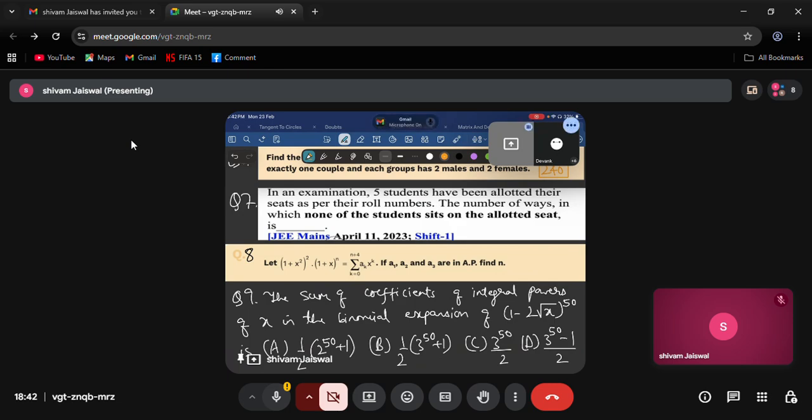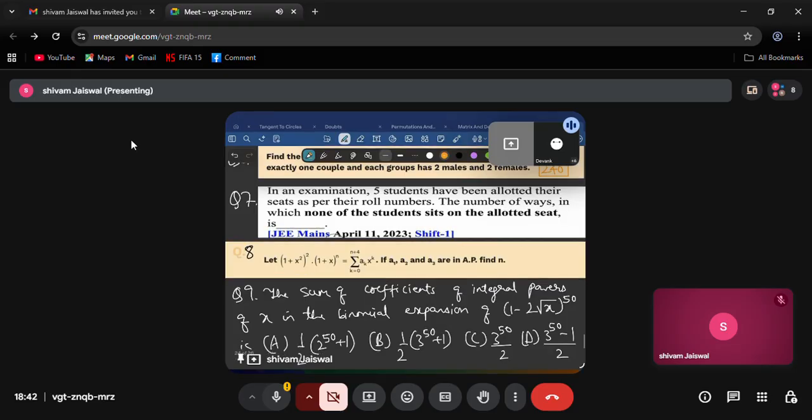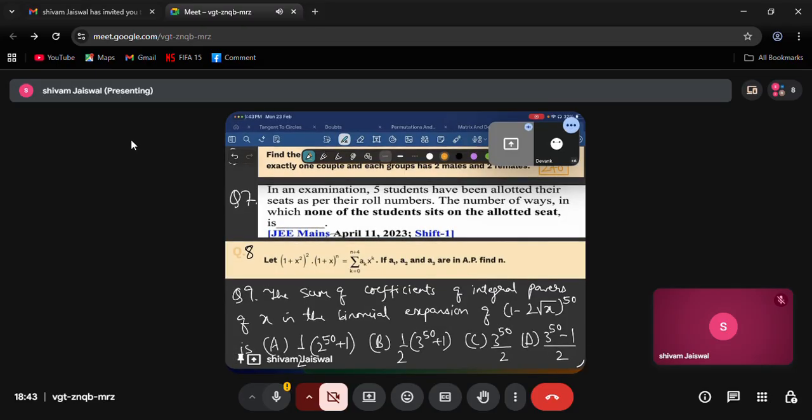Okay, number 7. In an examination, 5 students have been allotted their seats as per their roll numbers. The number of ways in which none of the students gets their own seat, I think D5. It came in JEE Mains. D5.